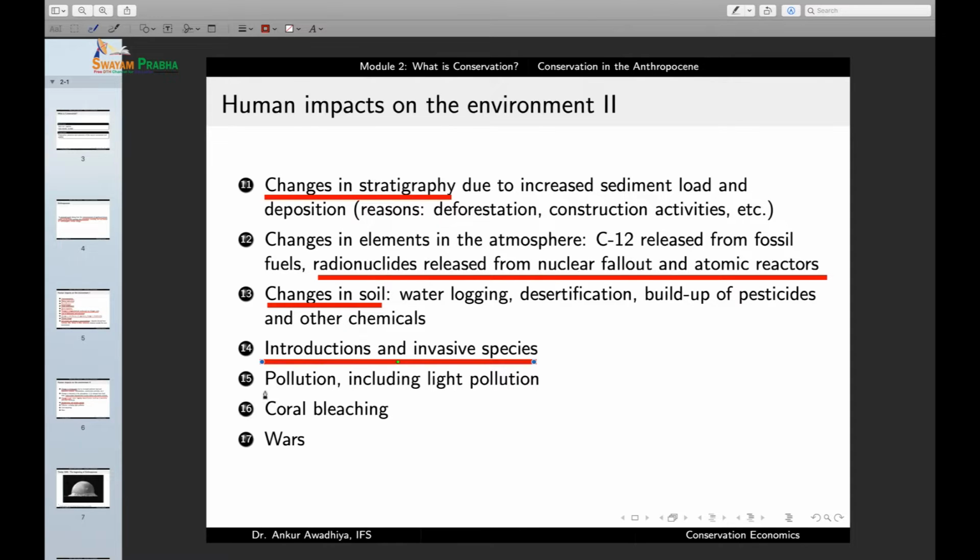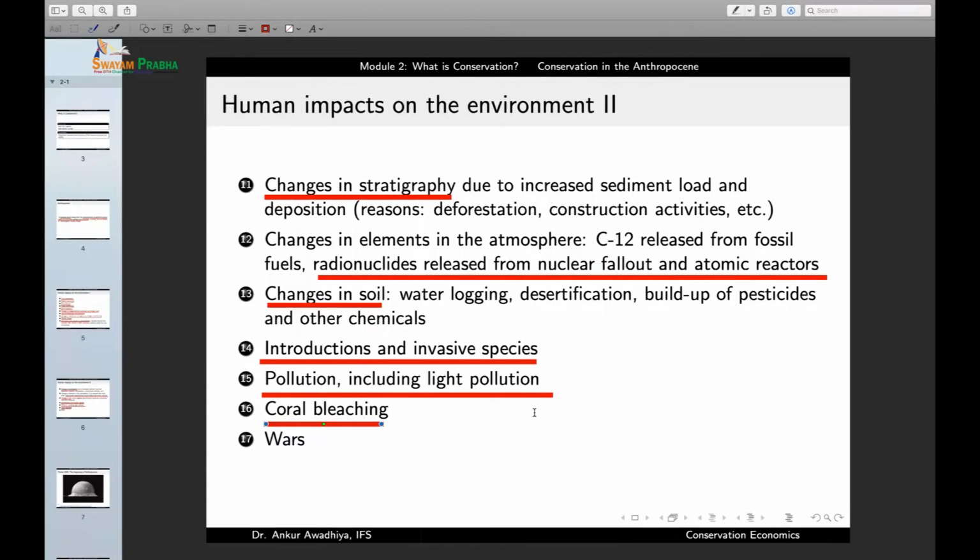Then we have pollution, including light pollution, that we are seeing because of the humans. We are observing coral bleaching. Now, bleaching means that because of changes in the water of the oceans, especially because of acidification and because of pollution, a number of corals die off. And when they die off, the color of the coral changes, it becomes white in color, so it becomes bleached. So, bleaching is an indication of the death of corals.